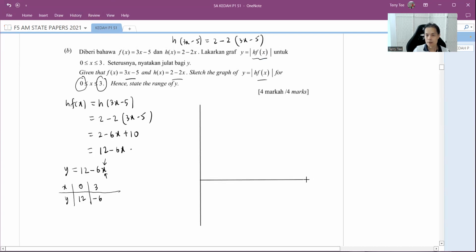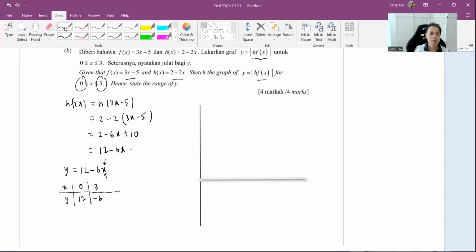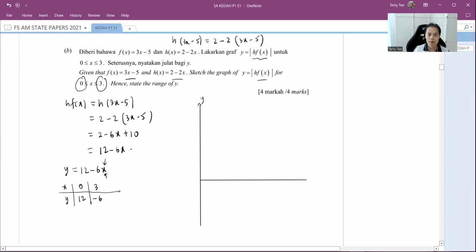This is how it looks like. Now, the next thing is, this is your y-axis, this is your x-axis, this is your x. Now, I need to draw 2 points, (0, 12), maybe around here. And (3, -6), maybe around here. So before you take the modulus, it is a straight line. This straight line looks like this.